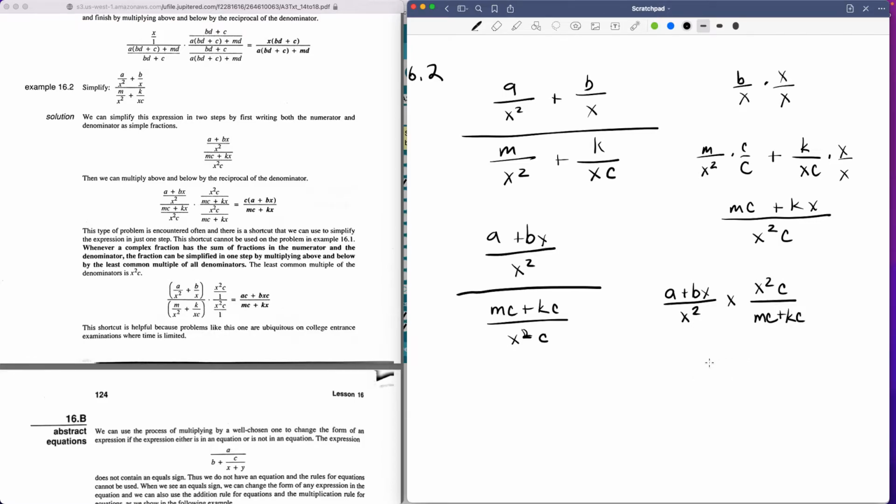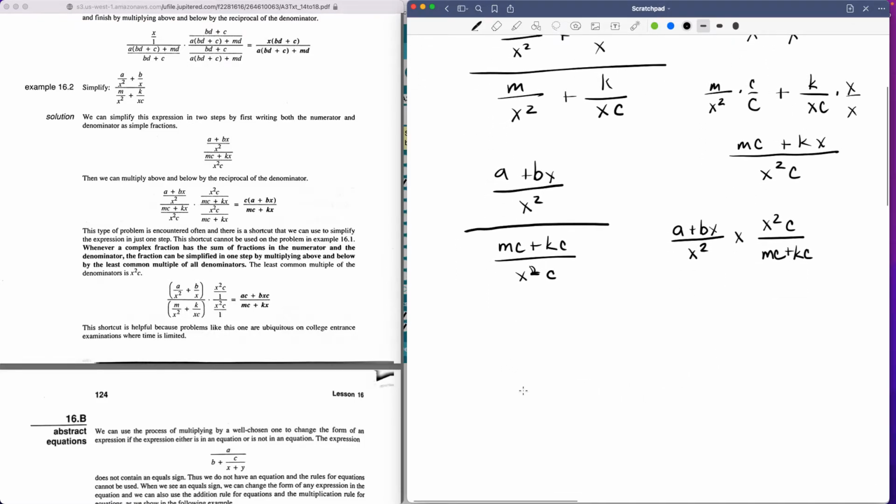All right, so I am going to rewrite it here. So a plus bx, and I like to put my multiplying factor in front, so I'm going to just write it that way because that's just the way I like to see it. X squared c times a plus bx over, and now I have x squared times mc plus kc.